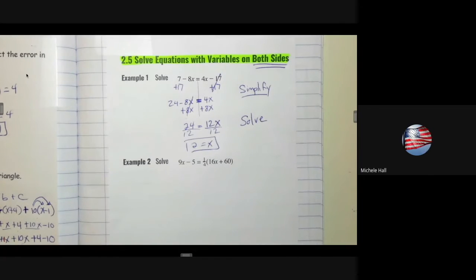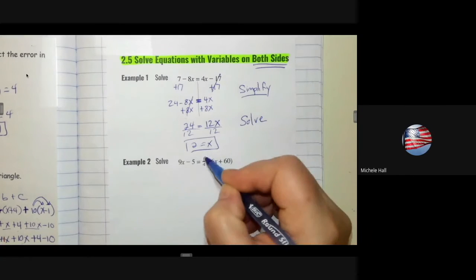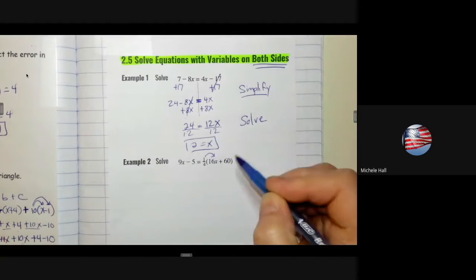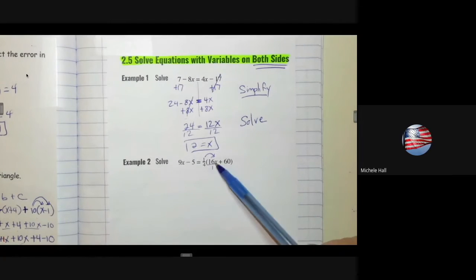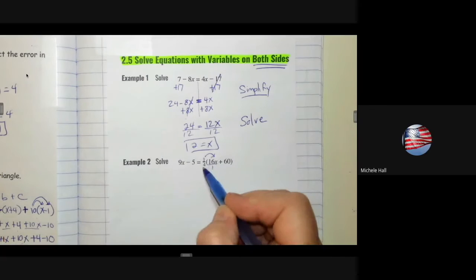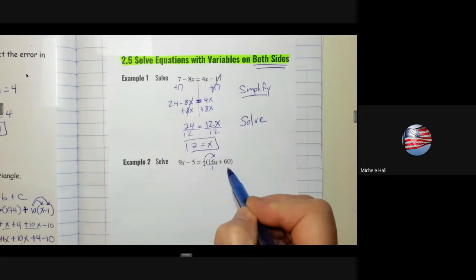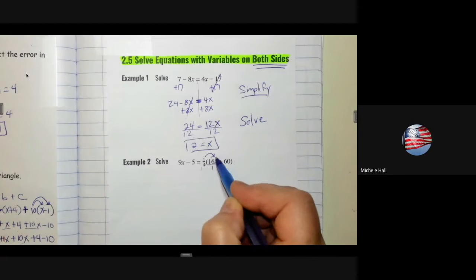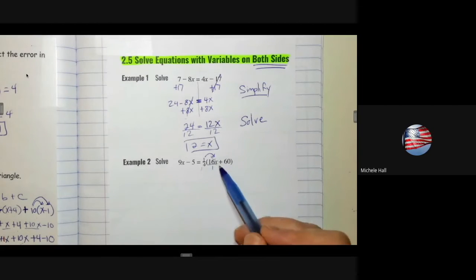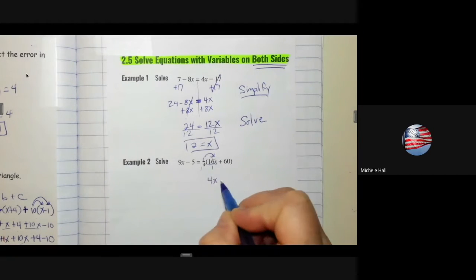Example 2, solve. Here we go. The first thing I need to do is get rid of these parentheses. We're going to distribute 1/4 x. If I make this a fraction, I can see that 4 can go into 16. And so when I cross cancel, I don't want to cross it out because I've got to use it again. I'm just going to lightly do it. 4 goes into 4 once, 4 goes into 16 4 times. That's 4x. Positive times a positive is still positive.